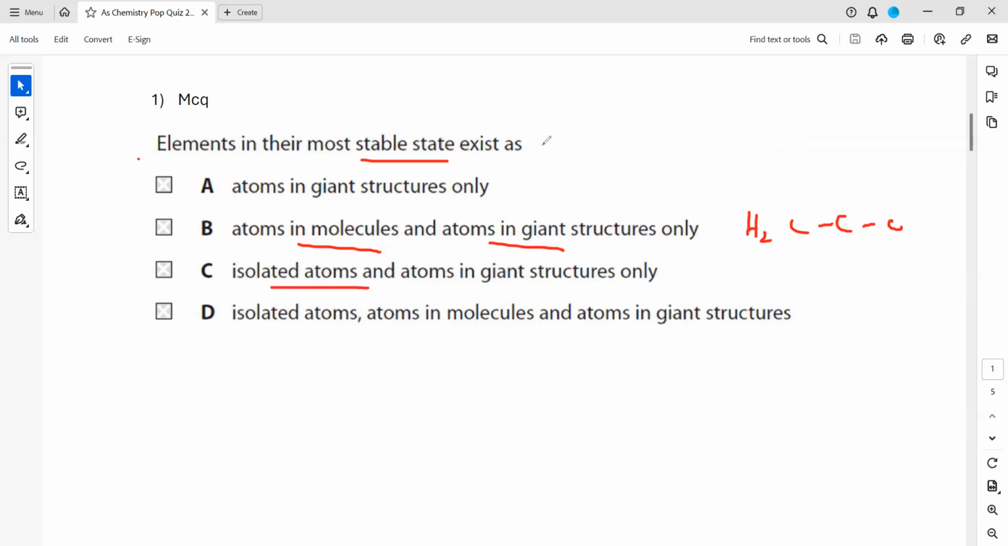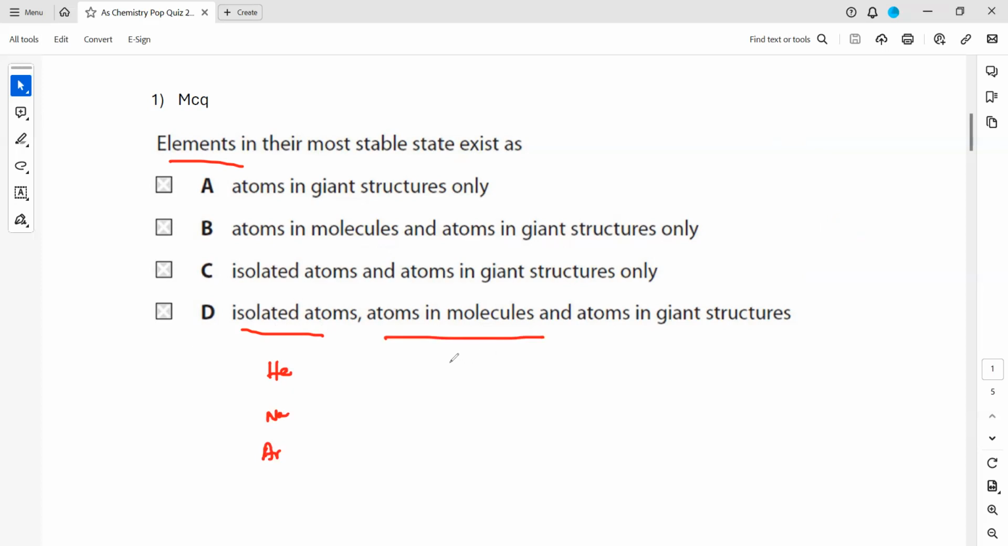Isolated atom, when element, because we want to know how elements can exist, the structure of the elements. So elements can be atoms, elements can be molecules, or elements can be giant structures. When we talk about elements being isolated atoms, like helium, neon, argon, these all are atoms. Same thing, they can be stable as a molecule as well, like Cl2, H2, Br2. And they can be atoms in a giant structure as well, like carbon existing as diamond, graphite, or fullerene. So it has a giant structure.